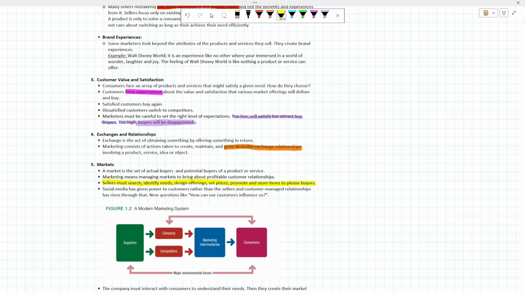account. So social media has given power to customers rather than the selling and customer managed relationships. The new question, like how can our customers influence us, is what's changing the market, and that's the influence of social media.